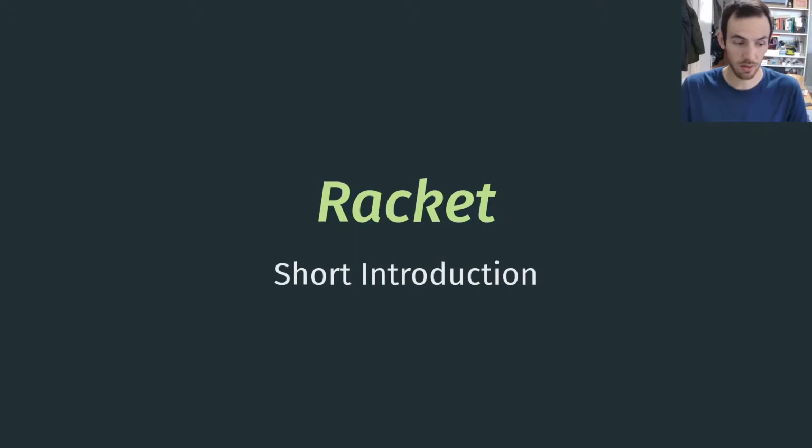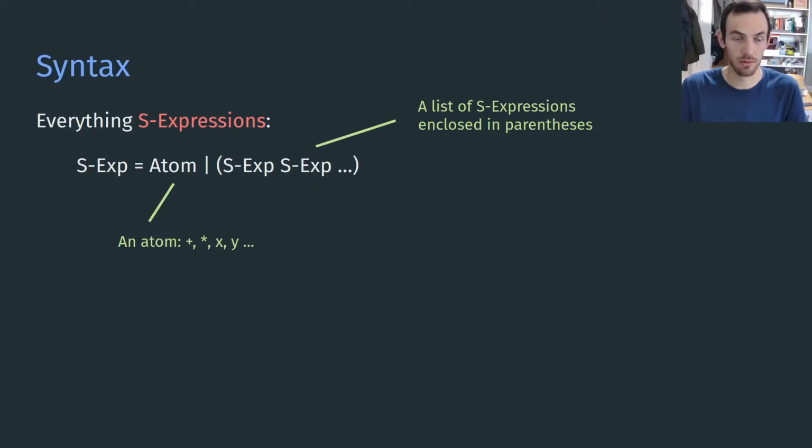So Racket is a functional programming language that is a dialect of Lisp and a descendant of Scheme. And Racket, as a dialect of Lisp, is only built with S-expressions. So the syntax is everything S-expression. An S-expression is either an atom or a list of S-expressions enclosed in parentheses. And an atom is plus, times, so an operator, or an identifier, or a constant of the language.